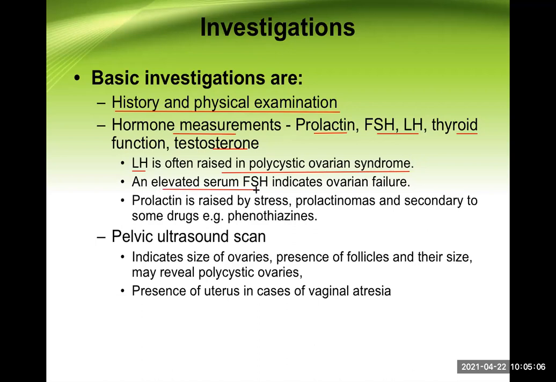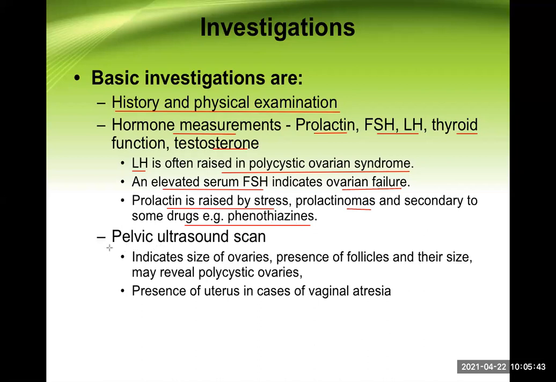An elevated serum FSH indicates ovarian failure. Now, ovarian failure means there is no function of the ovary, no release of estrogen, no negative feedback. So FSH will be increasingly secreted from the pituitary side. Prolactin is raised by stress, prolactinoma, and secondary to some drugs like phenothiazine. Phenothiazines are antipsychotic drugs. They are dopamine antagonists. So that's why they can cause hyperprolactinemia.